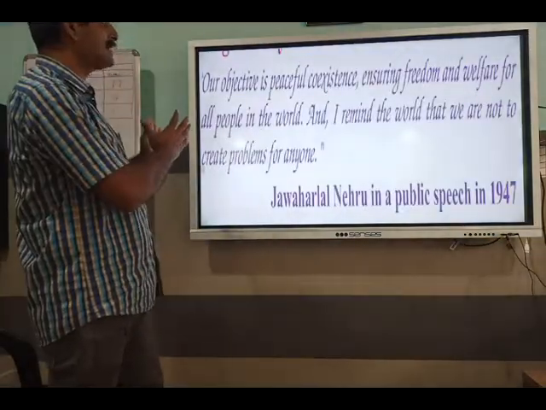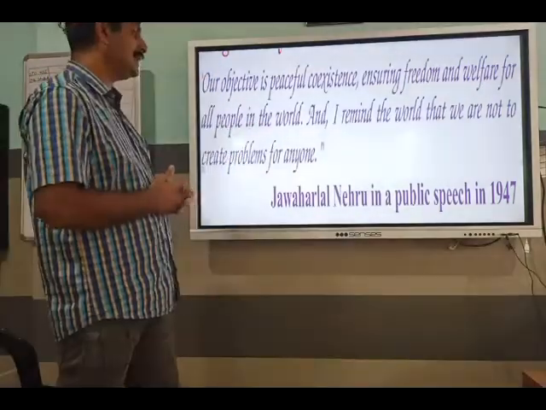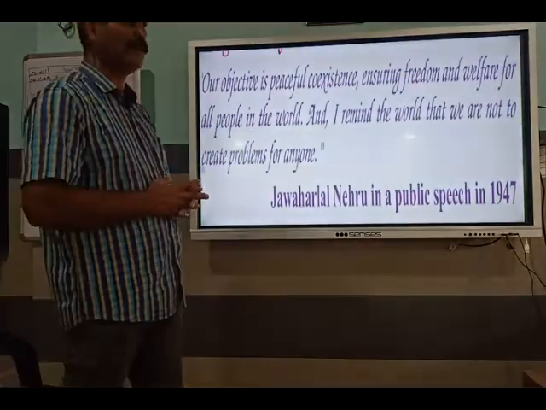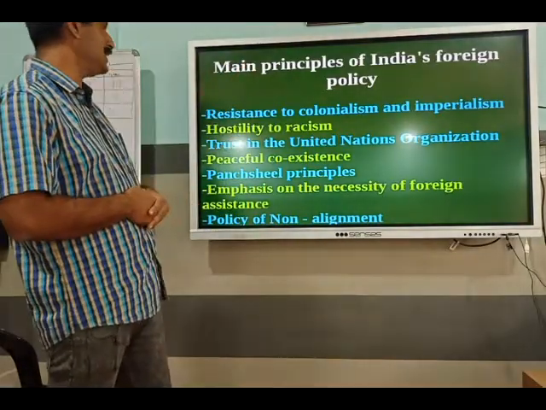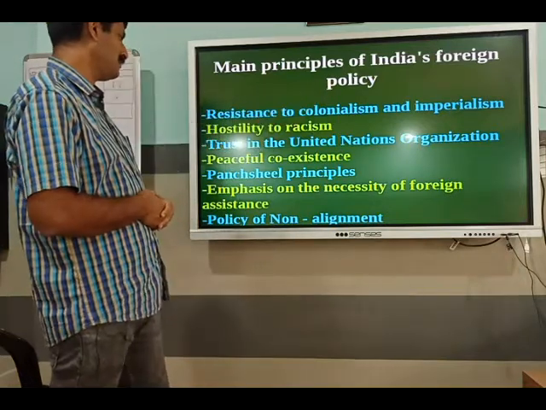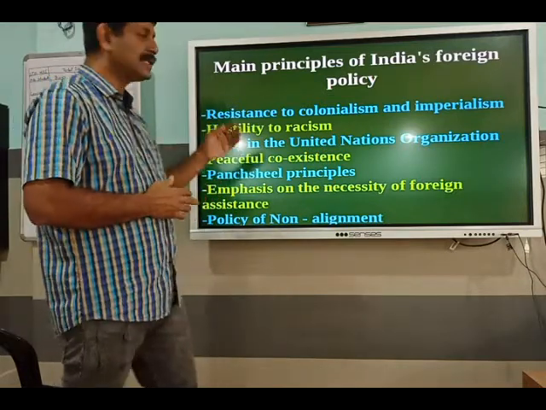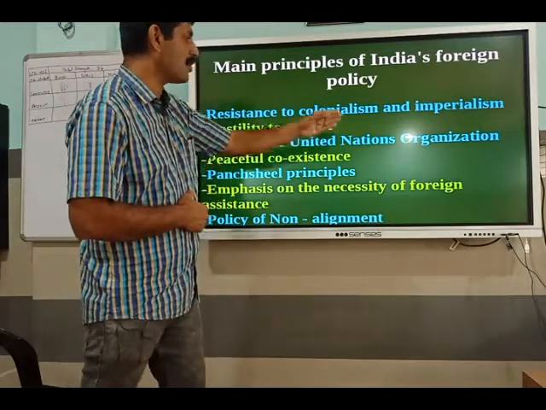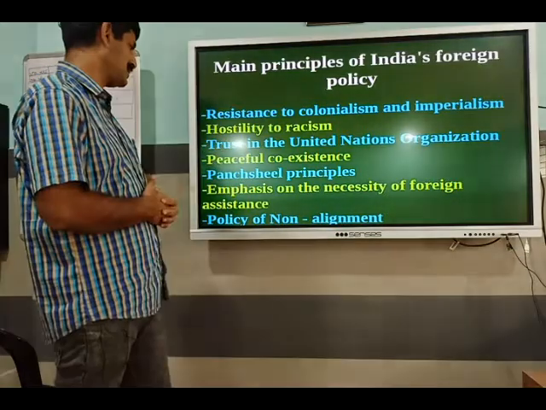Now our objective is peace. That's the next focus area, foreign policy. It is according to Jawaharlal Nehru in a public speech in 1947. According to this, the main principle of Indian foreign policy is resistance to colonialism and imperialism. We are not going to abide by colonialism and imperialism. Hostility to racism. Trust in the United Nations Organization. Peaceful coexistence among the members.